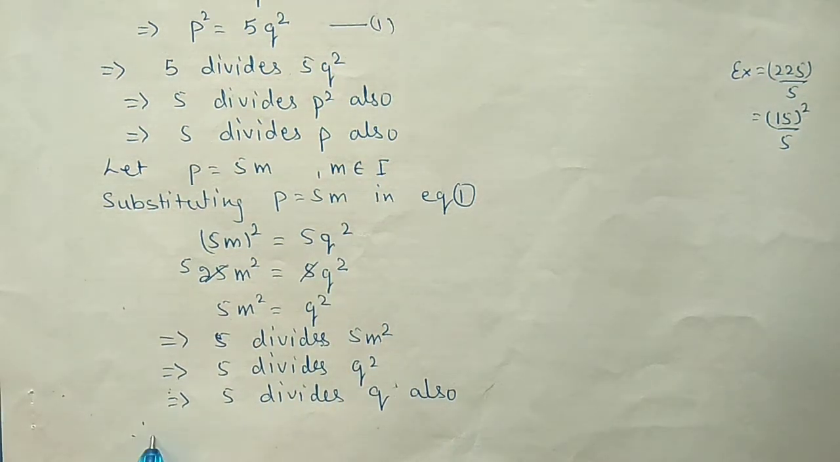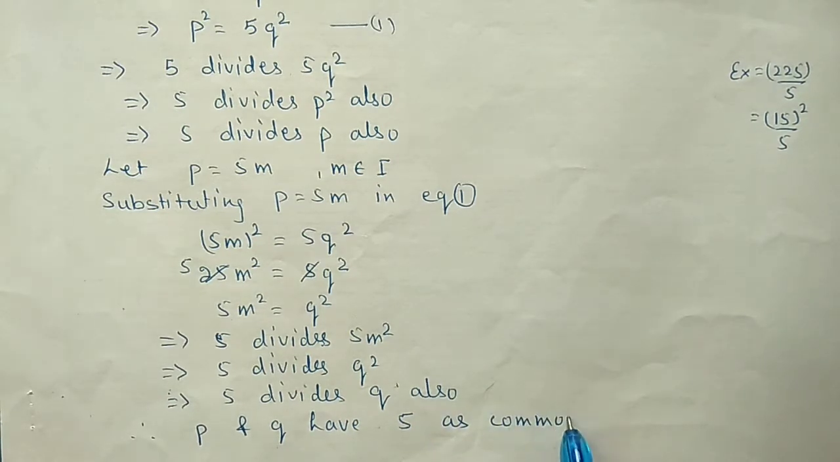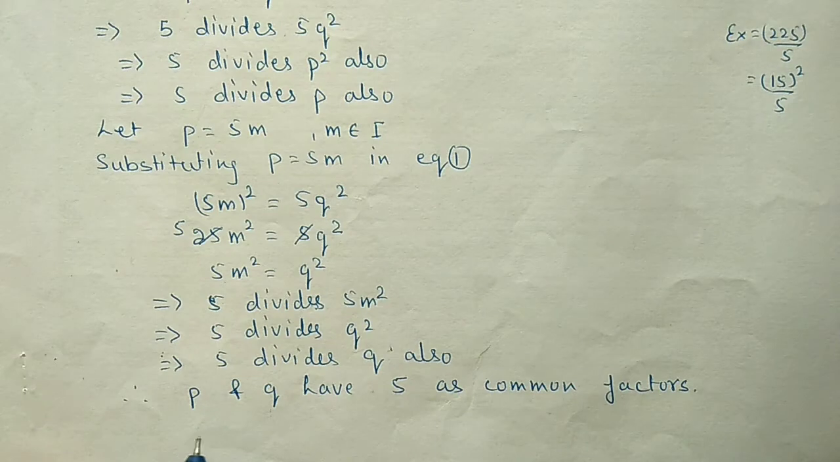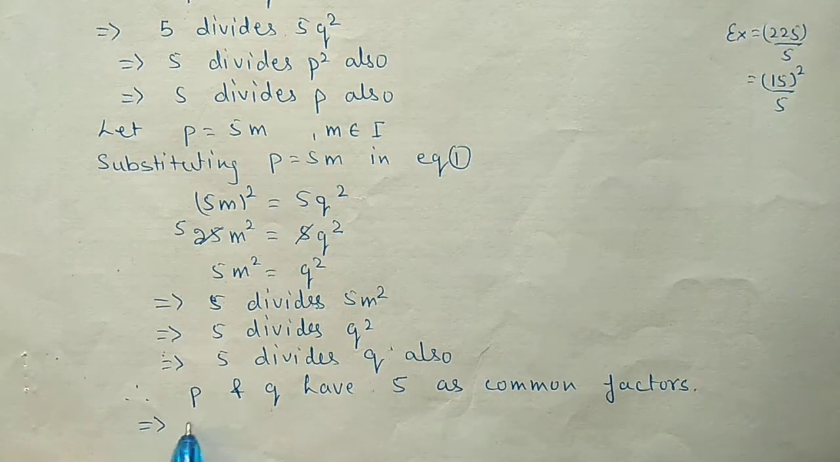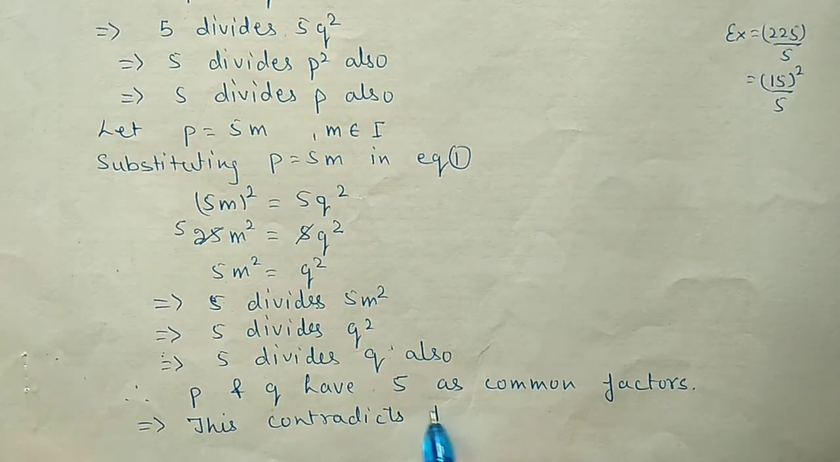It means we can say therefore p and q have 5 as a common factor, because it is dividing both the numbers. And at the starting we have taken p and q as co-prime numbers. Co-prime means they do not have any common factor, but we got 5 as the common factor. It means this statement contradicts the first statement.